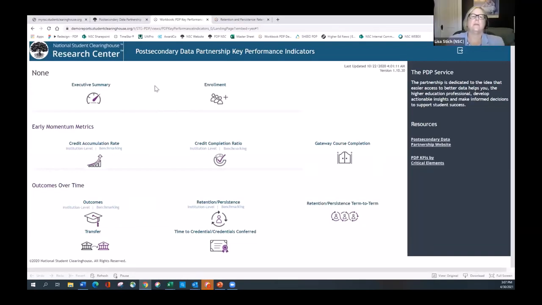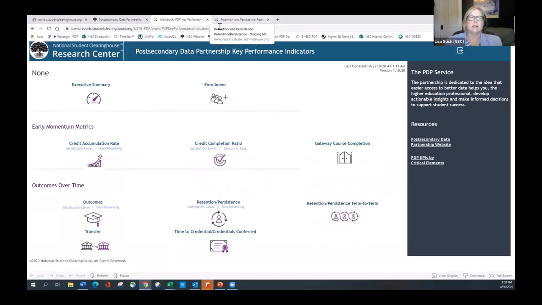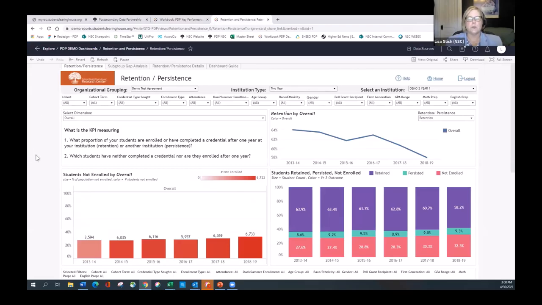Okay, so this is our landing page for our dashboards. And just to show you where retention and persistence sits, this is the dashboard we're going to be working with today. We also have a term-to-term retention and persistence dashboard that really focuses on that term-to-term persistence. When we look at our retention and persistence dashboard, we're really talking about students that came back for a second year. So what proportion of our students actually came back for that second year or completed in their first year? We use the terms retention and persistence a little bit differently than you might at your institution. So I want to start with that.